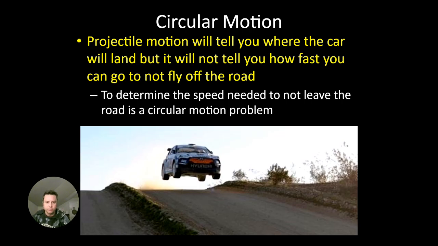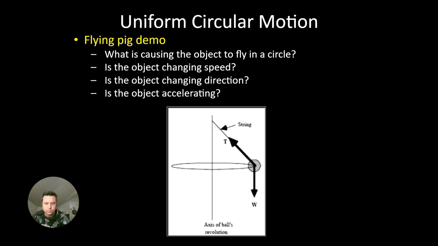And then just to introduce it, that car right now is in projectile motion, right? As you come over a hill, don't do this, but if you were to come over a hill fast enough, you have the potential of launching the car like off a ramp. It'll tell you where it's going to land, but it's not going to tell you, like it says, how fast can you go so you don't fly off the road. When you're going around a curve and you see those signs that say go 25, how do they know that? To determine the speed needed to not leave the road, that's the unit we're on. That's circular motion.